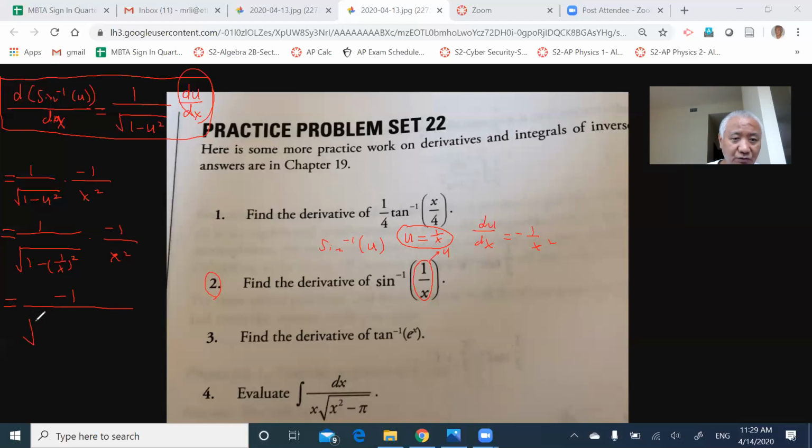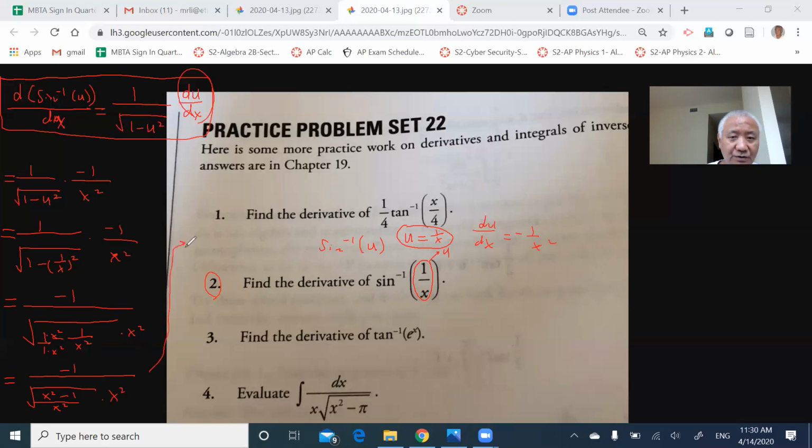The bottom one you can change to 1 minus 1 over x squared. And then you multiply by x squared outside, and this one is over 1, so you multiply by x squared as well. So you will get, and you take the denominator x squared out. Okay, I'll go step by step. So you get negative 1 over square root of x squared minus 1 over x squared, but you have x squared outside there.